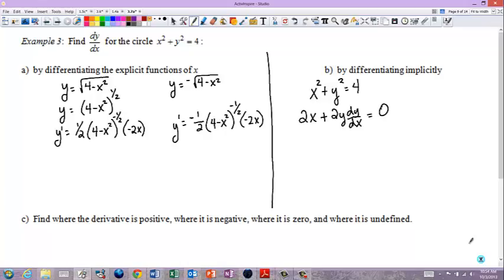And I'm going to solve for dy/dx because that's what I'm finding. If you go back up here, I'm solving for dy/dx. So this is like my variable, and I try to get it by itself. How do I do that?